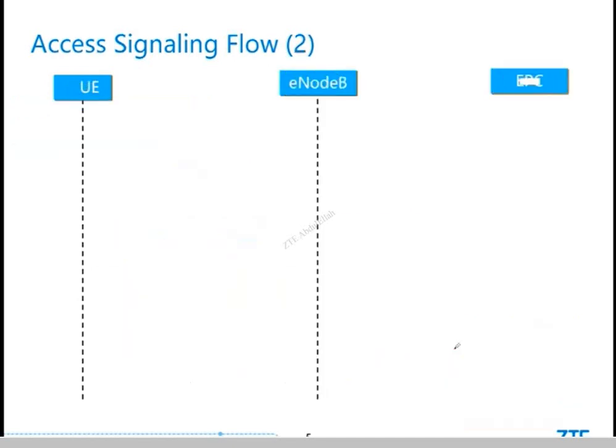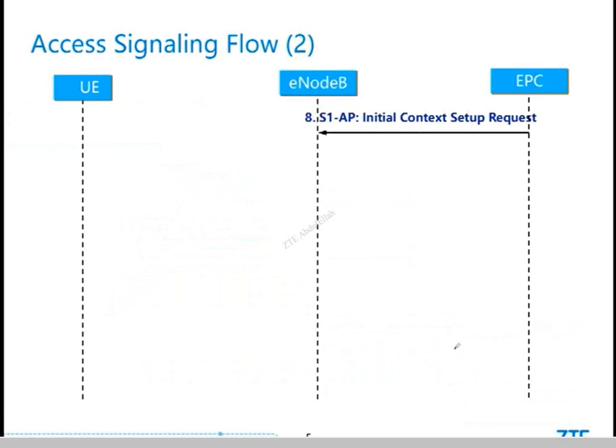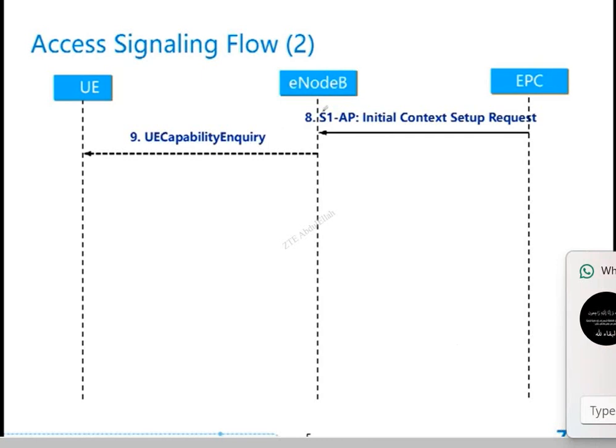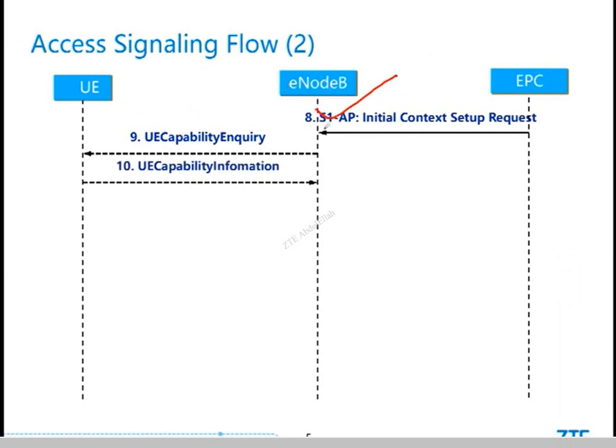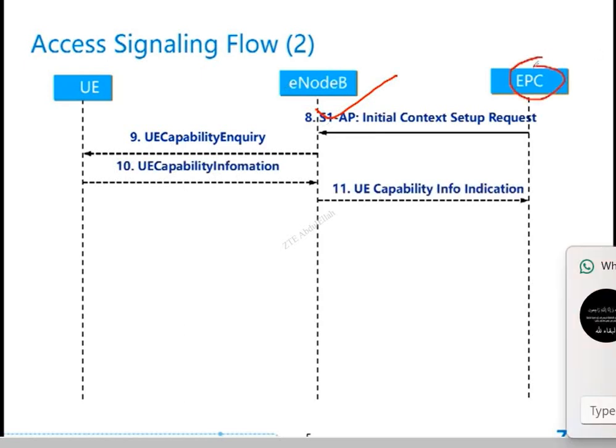And after this, we can see the S1AP. The S1AP is the initial context setup request. It means the S1 link is established between the eNodeB and the EPC. And then step 10 is sometimes not necessary. It's the UE capability enquiry. If in this step there is no UE capability, the eNodeB will require the UE to send its UE capability. Actually, UE capability is the wireless capability, such as what kind of frequency band it supports. So the UE will send the information to the eNodeB, and the eNodeB sends it to the EPC. And the EPC will determine whether the UE supports this frequency band and other information.